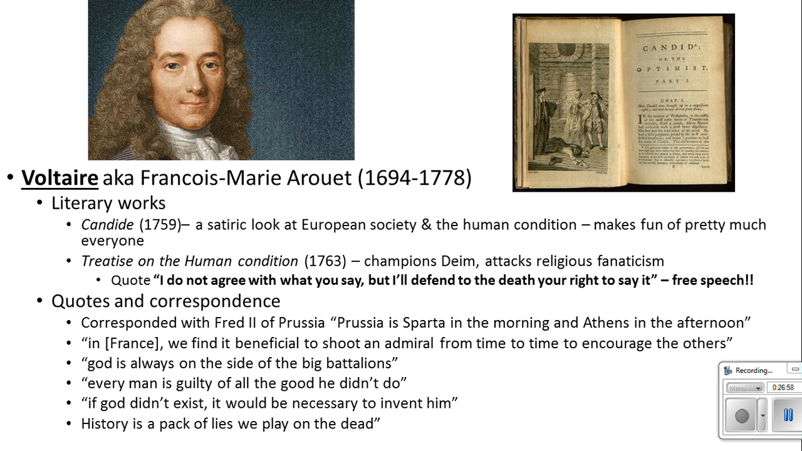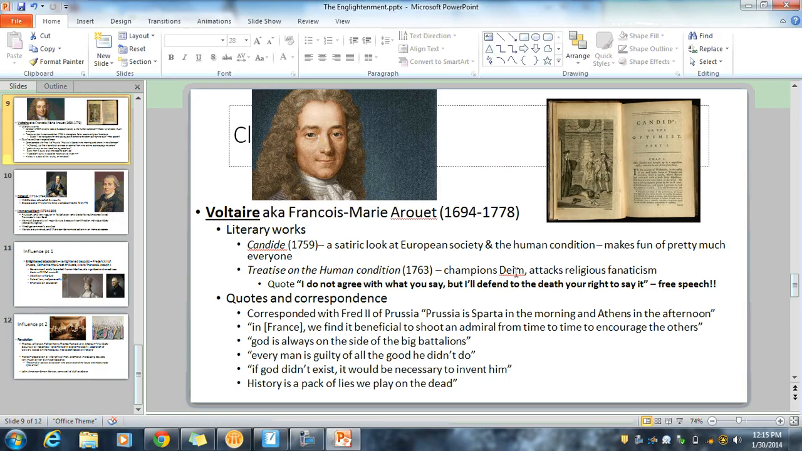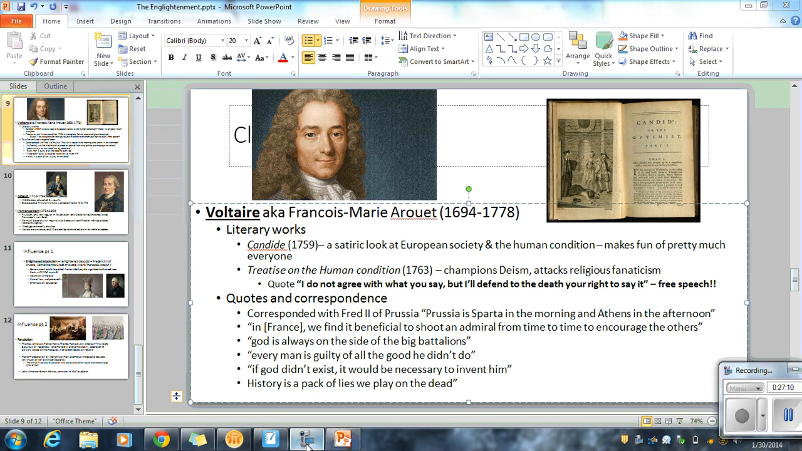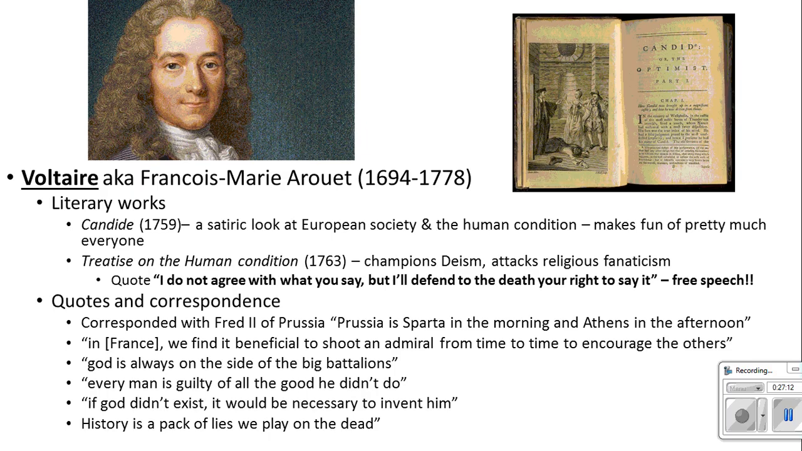He also wrote a more philosophical work, a treatise on the human condition, 1763. Whoops, we got a little spelling issue here, in which he champions deism, or deism, I should say, and attacks religious fanaticism. And in this text, his most famous quote that you should remember is, "I do not agree with what you say, but I will defend to the death your right to say it." So Voltaire is a really, really big advocate of free speech. And obviously this, too, is a notion that is going to really have a huge influence on the Enlightenment.